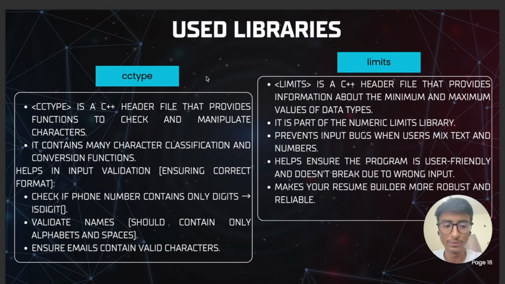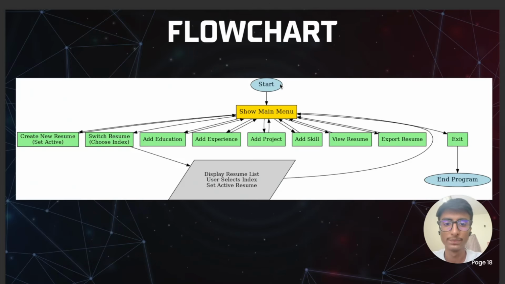Now we will head towards the flow chart of the code. So this is the flow chart. We will start, and once we run the code, it will show us a main menu which contains these options. If you select first, we will create a new resume and we will input some answers to the questions it will ask. And if we choose second, we will switch the resume. We'll add education, add experience, add project. These are some of the options we will use. And when we are done putting in our input, we will press exit, option number 9. Then it will end our program. This is all about the flow chart of my project.